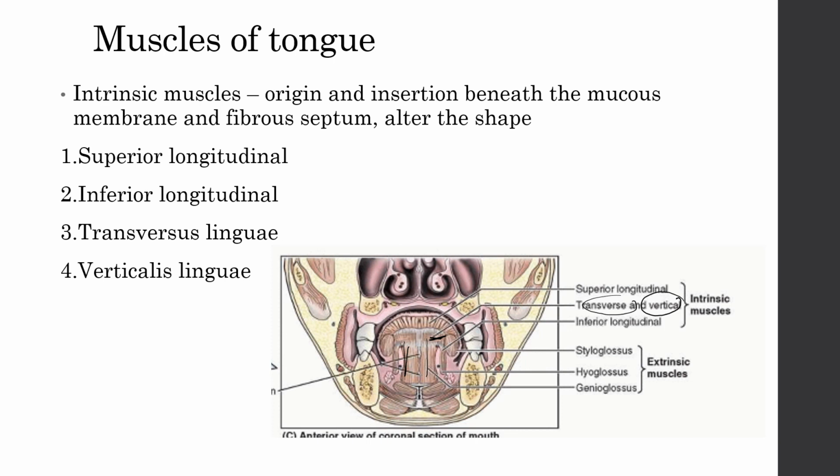Now the superior longitudinal muscle, when it contracts, it increases the width of the tongue and makes the dorsal surface concave. The inferior longitudinal also increases the width of the tongue, reduces the length and makes the dorsum convex. The transversus linguae, when it contracts, it increases the length of the tongue, and verticalis linguae, when it contracts, it increases the width of the tongue. So these are the actions of these muscles. They alter the shape of the tongue.